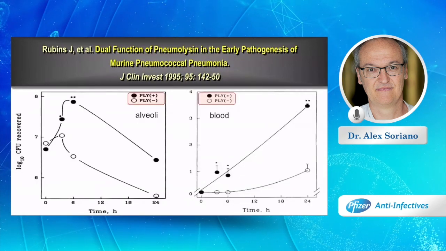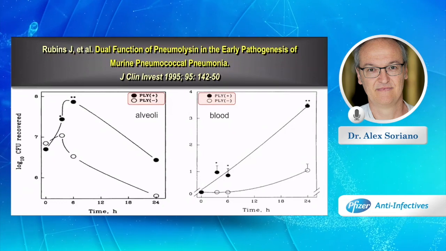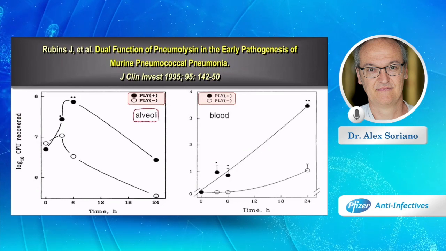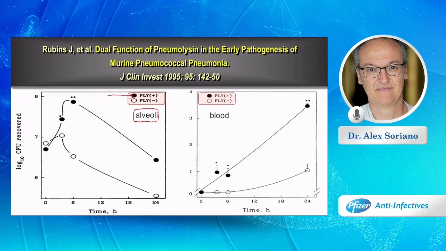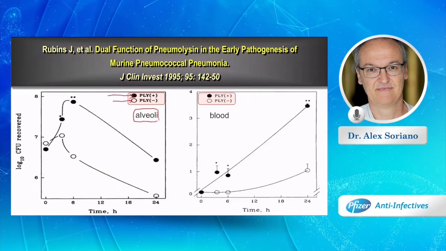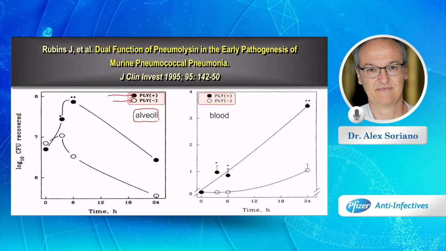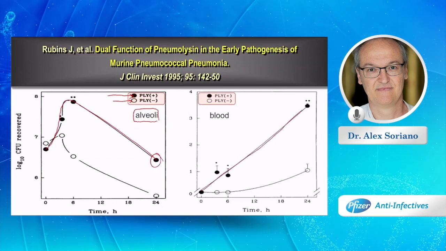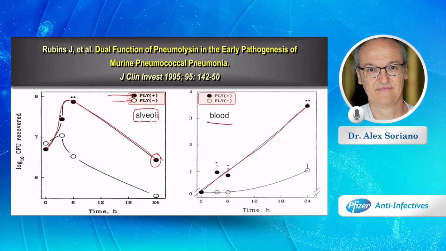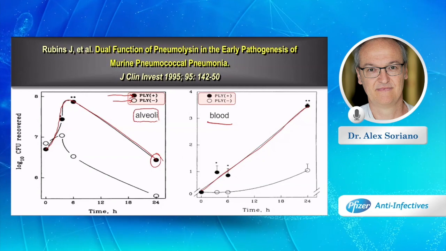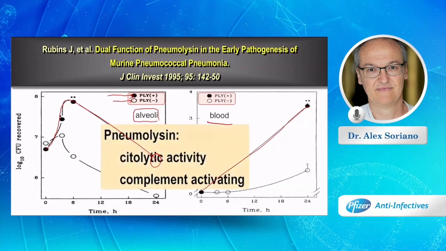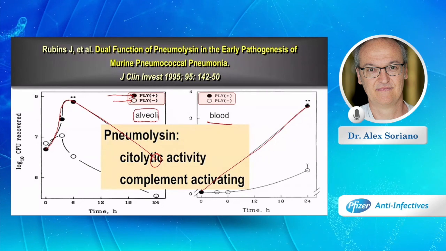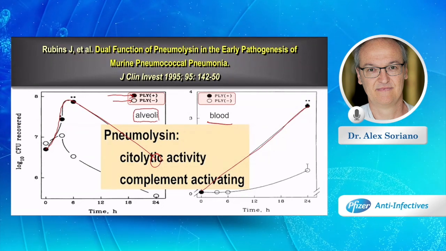Well, if we look at the pathogenesis of pneumococcus, we can see in this animal model that those animals infected by a pneumolysin-producing strain, versus those infected with a non-pneumolysin-producing strain, show that pneumolysin is very important in the pathogenic mechanisms. There is a higher amount of bacteria in the alveoli and in the blood of those animals infected with the pneumolysin-producing streptococcus. Pneumolysin is a toxin produced by pneumococcus that has a very potent cytolytic and complement-activating activity. And by doing so, pneumococcus is significantly more pathogenic.